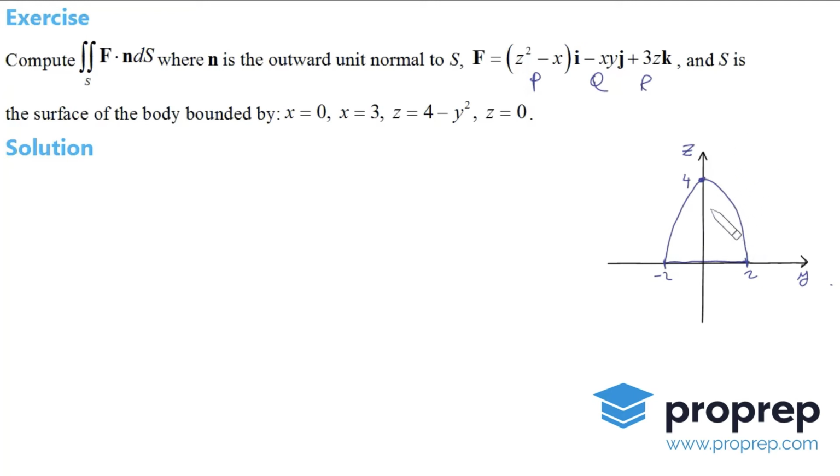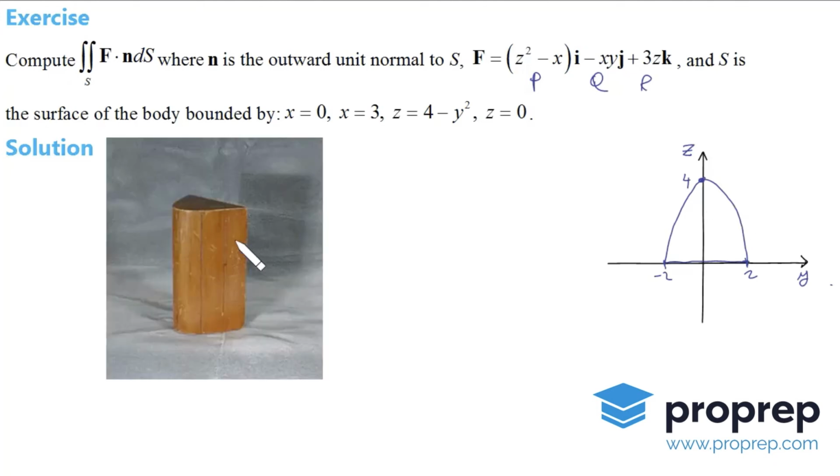Perhaps I'll show you what it might look like. Here's what a parabolic cylinder looks like. This one seems to be made of wood from a different angle, but if we rotated this, and this would be maybe x equals 0, this would be x equals 3, the x would be upwards, the floor would be the zy plane, and it would give an impression like this.